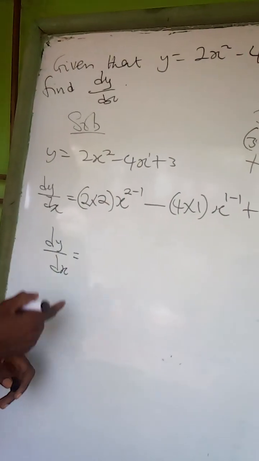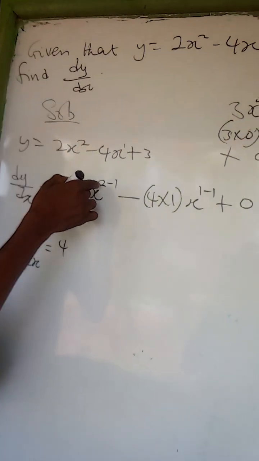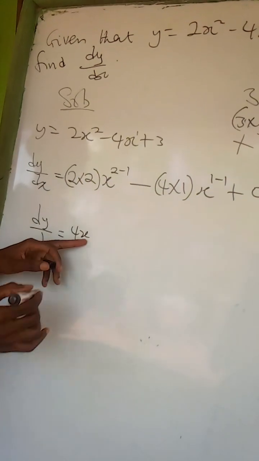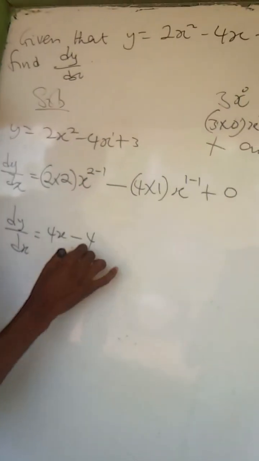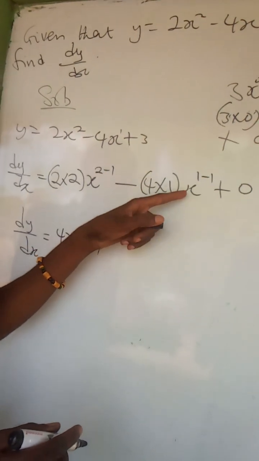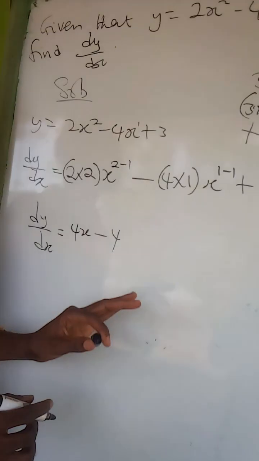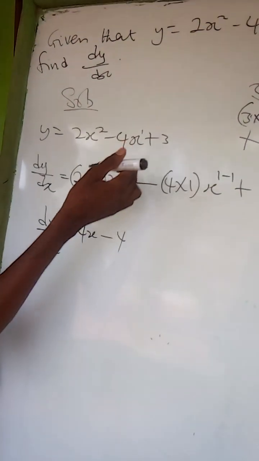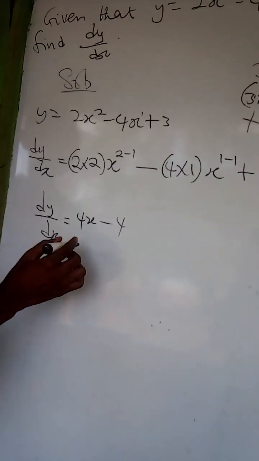So dy/dx is equal to 2 times 2, which gives us 4. Now, this is our x. 2 minus 1 gives us 1. So therefore, it will be 4x. Minus. Now here, 4 times 1 gives us 4. Now, 1 minus 1 gives us 0. So therefore, x will be x raised to the power 0. And as it is said, any number except 0 raised to the power 0 is equal to 1. So that 1 times 4 will still give us 4. That's why here we have 4. And here it is 0, so let's bring our 0 here. And this is our answer.